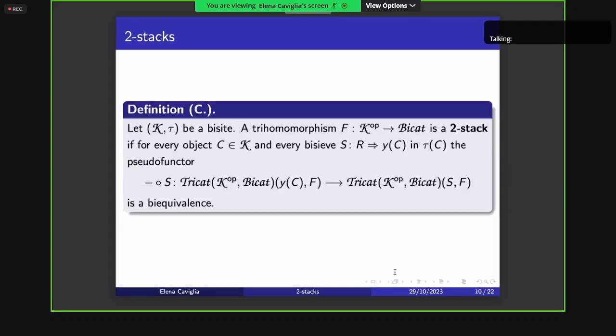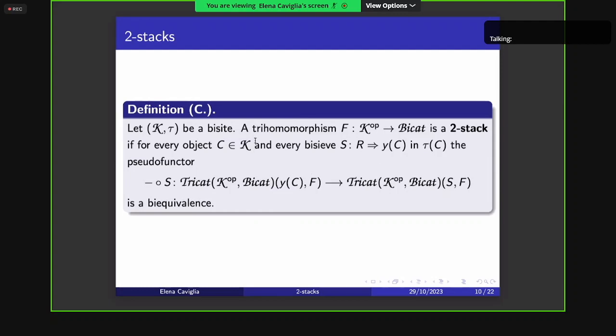Okay, so what is a 2-stack then? Given a trihomomorphism from K to Bicat, and a trihomomorphism is just the natural notion of morphism between tricategories, and this is functorial only up to adjoint equivalence.